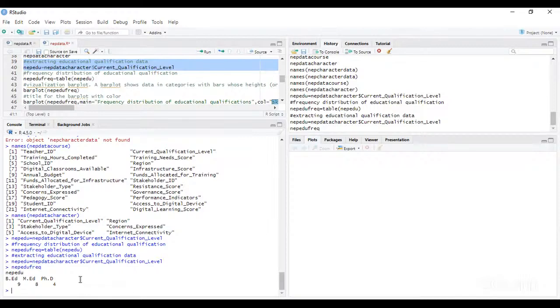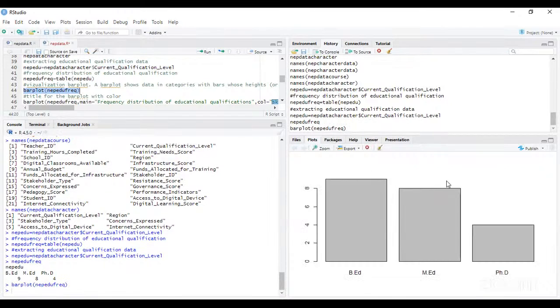Now the next part is bar plots. Click on run the 44th line of your script. Run this. Now tell me, what is this? What is it telling you? Actually, they are showing the number of people who have got B.Ed, M.Ed, or PhD degree. Here you have the frequencies. It is showing B.Ed, M.Ed, PhD. Very good.